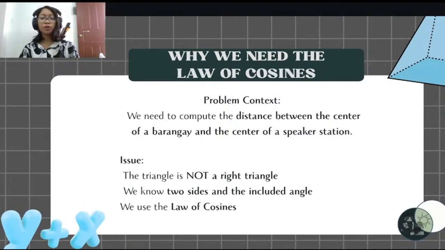Why is the law of cosines included in the topics to be discussed? In our Math IPPA, we need to compute the distance between the center of the barangay and the center of the speaker station. However, the triangle formed is not a right triangle, so we cannot use the Pythagorean theorem or basic trigonometric ratios. Since we are given two sides and the angle between them, we use the law of cosines.